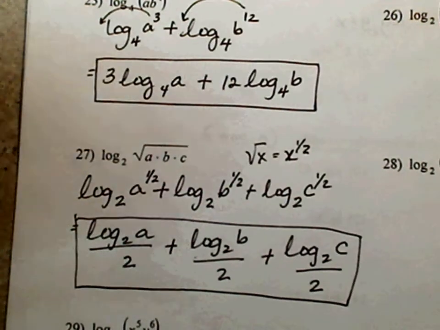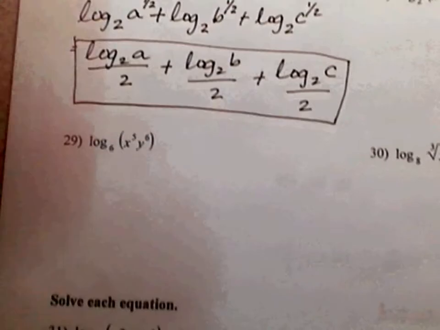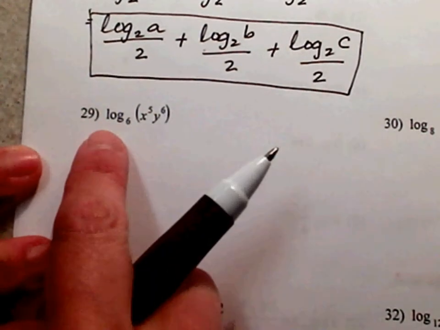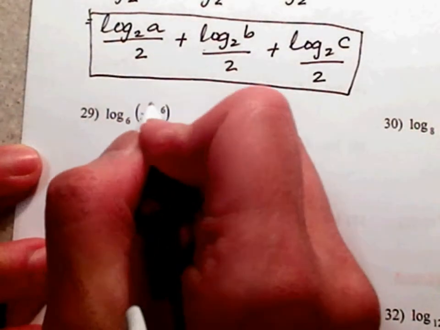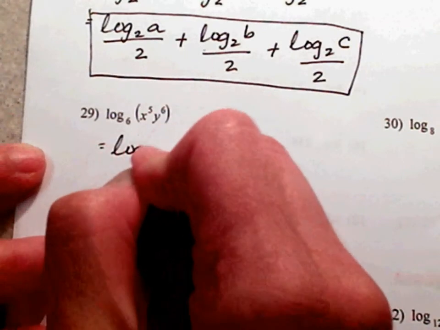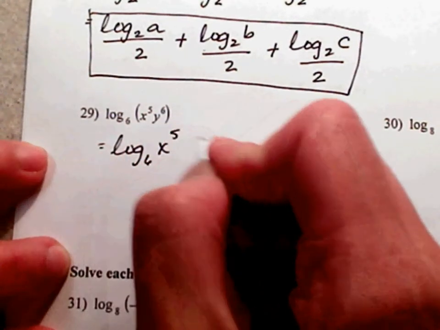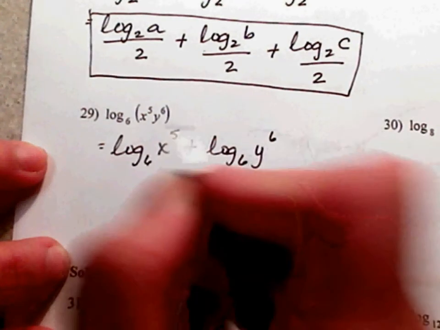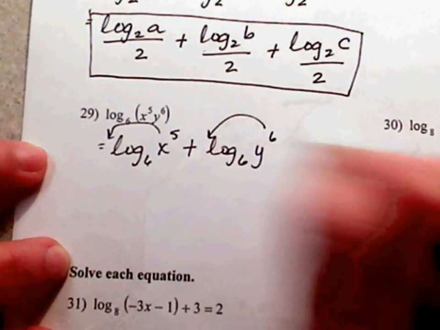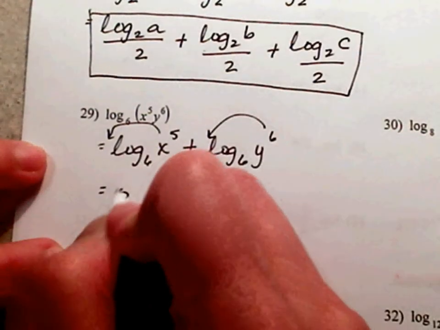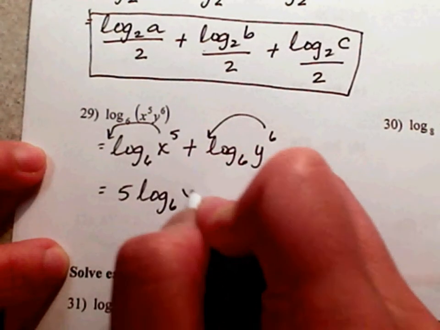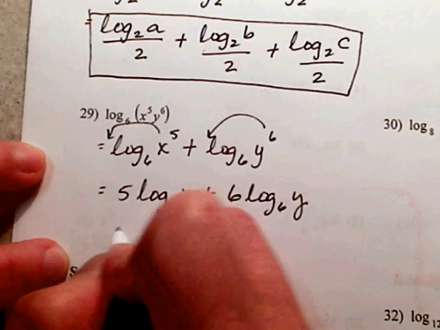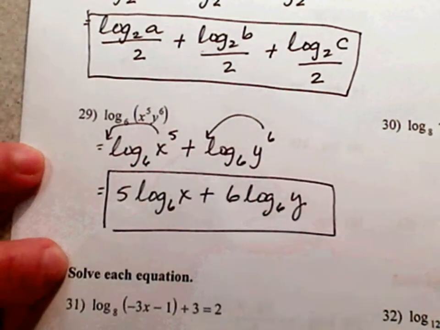Number 29. Okay, expanding, same thing. That means log's going to be written twice, 1, 2. Okay, so log base 6, x to the 5th, plus log base 6, y to the 6. Bring your powers to the front. 5 log base 6 x plus 6 log base 6 y. There you have your solution. Okay?